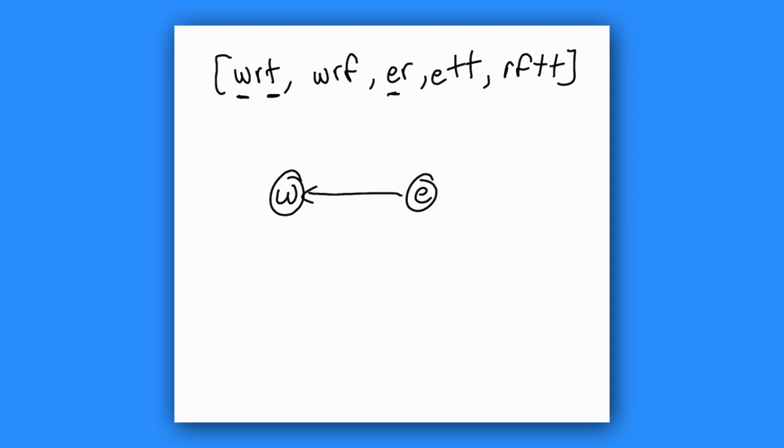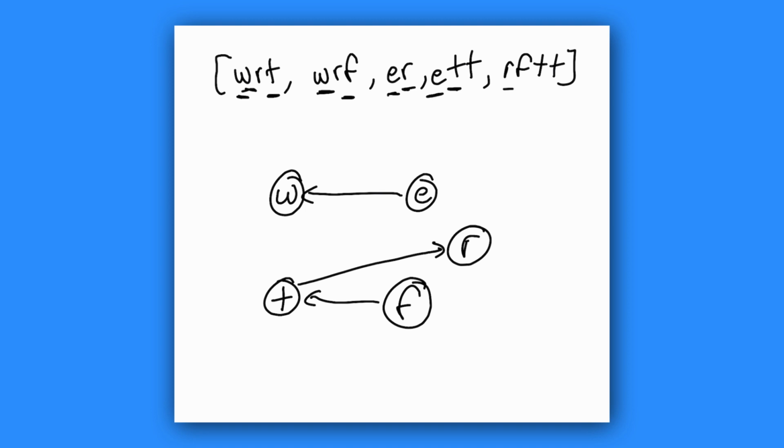We see that T comes before F because WR is the same for both of these, and so the only difference between them is the T and the F. We also see that R comes before T because ER comes before ET. And finally, we can see that E comes before R.